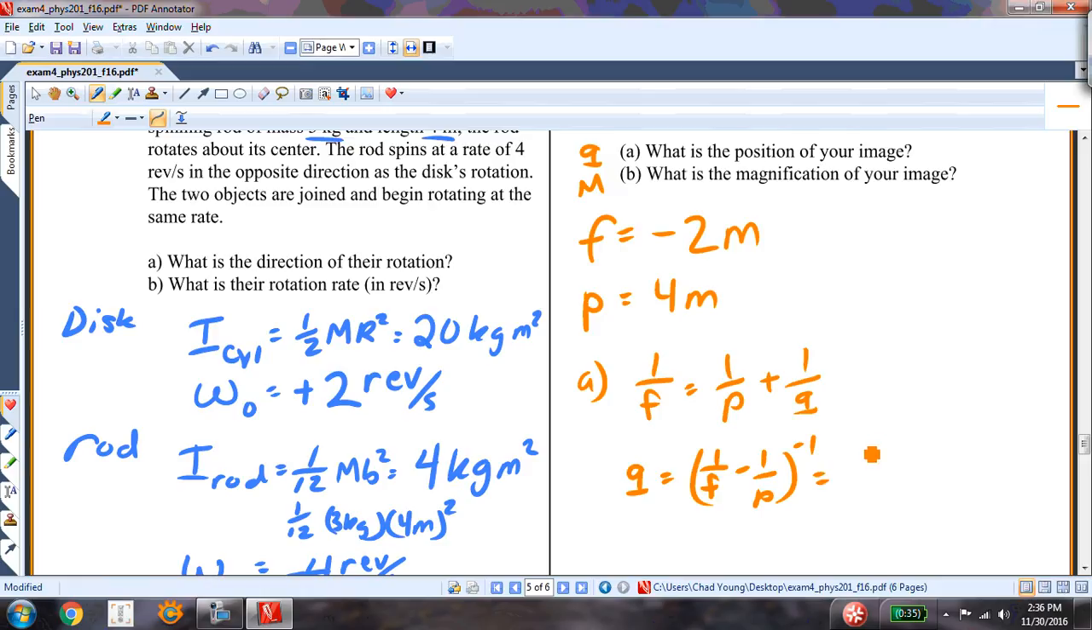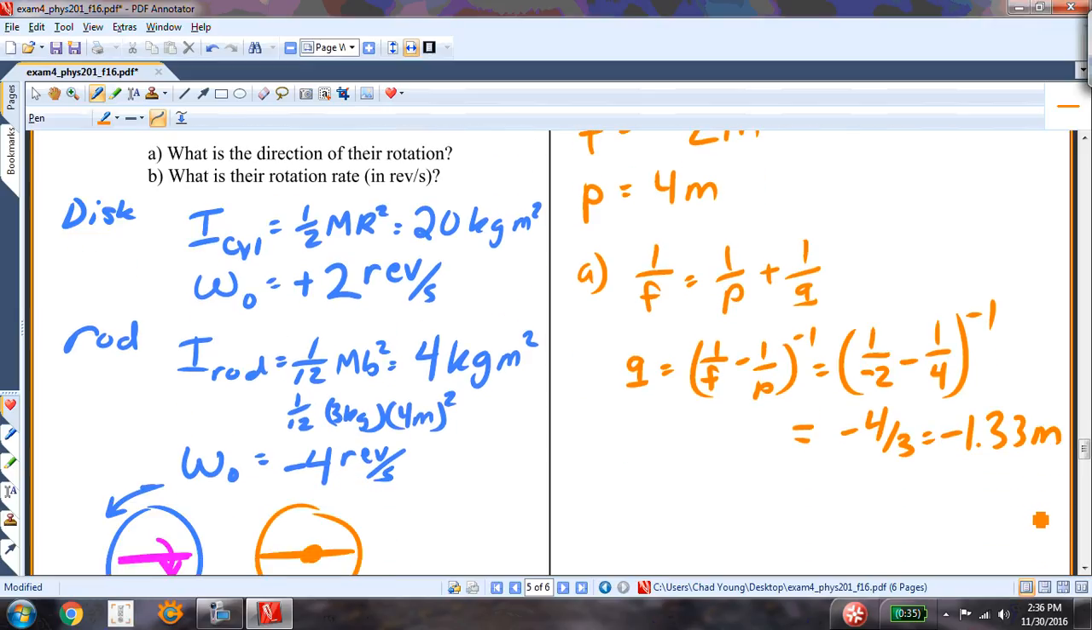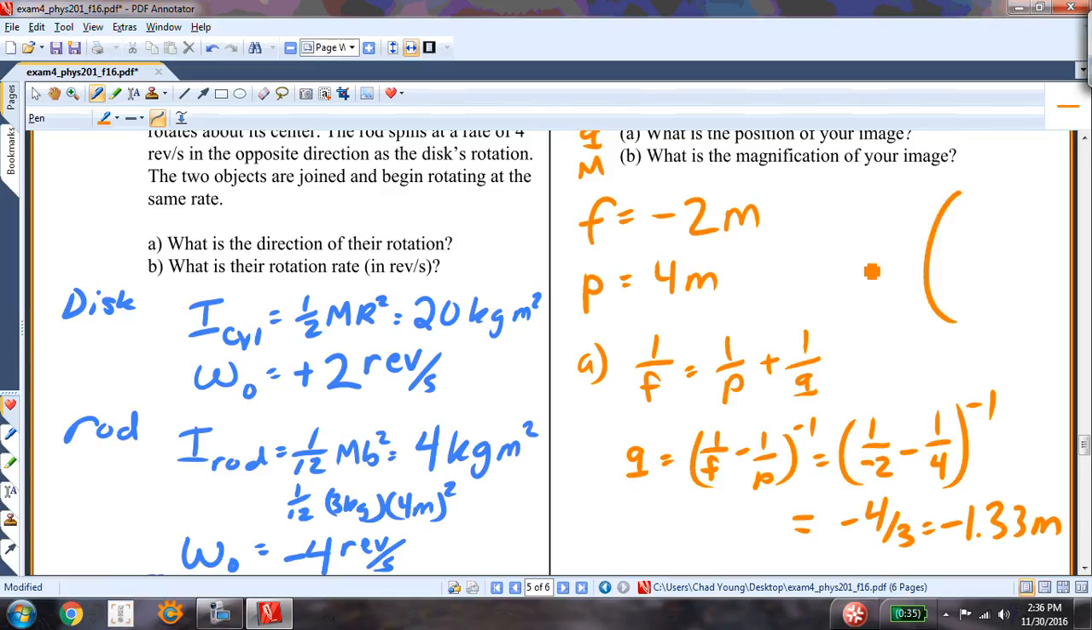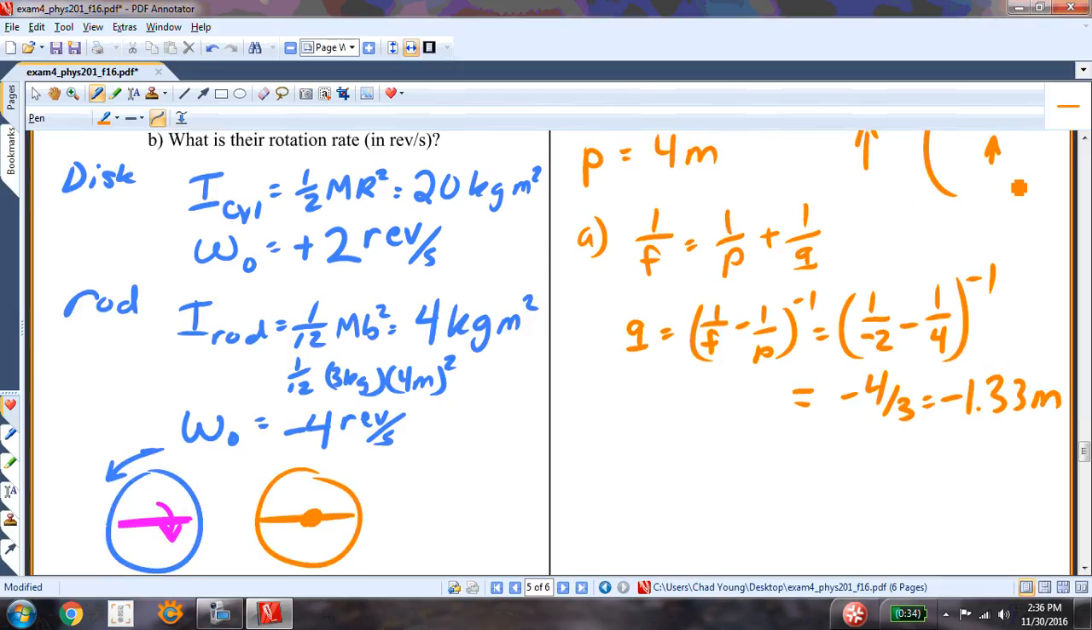Inverse, that's 1 over -2 minus 1 over 4 to the -1. That's -3/4 to the -1. That's -4/3, which is -1.33 meters. Okay, that's Q, and that jives with what I know about convex mirrors, that if my object is over here, my image is over here. That better be when I get the magnification that my magnification is positive because it's upright and less than 1 because it's smaller, and I know that that for a convex mirror is what I should have.